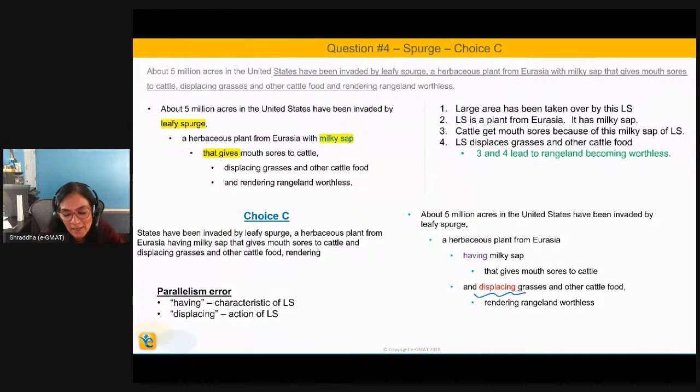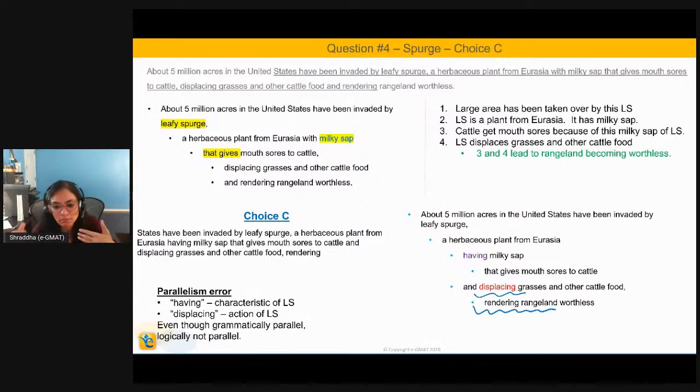Another problem in choice C is that we don't know what comma plus rendering is modifying, because it should modify a clause, right? A subject-verb pair. But if you go tracing that back, we really don't have it before rendering rangeland worthless. So hence, we do not even have the proper modification for rendering rangeland worthless. So in terms of comma plus verb-ing modifier also, choice C stands incorrect. Now, I did not get any responses for choice E, but I've gotten a few responses for choice D.